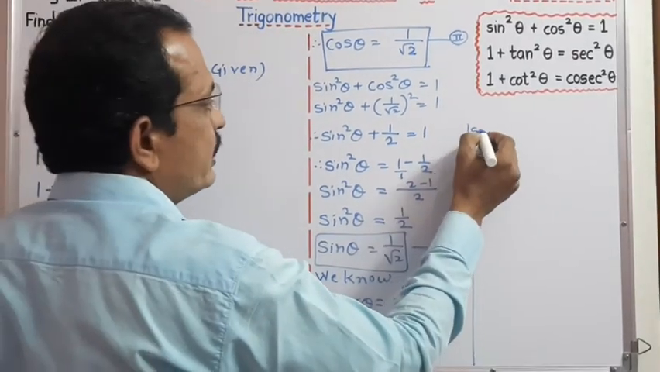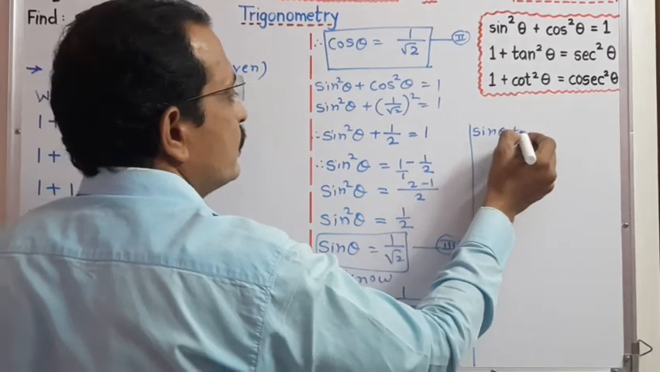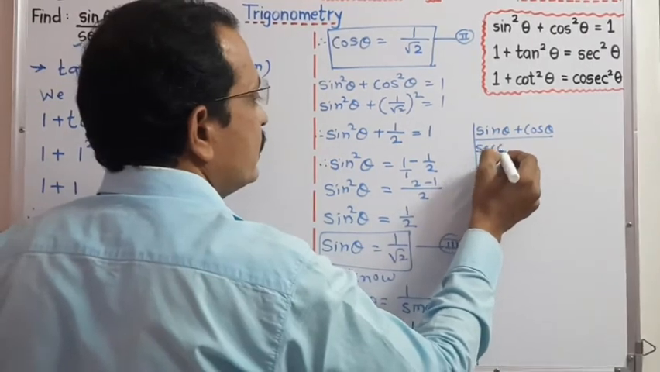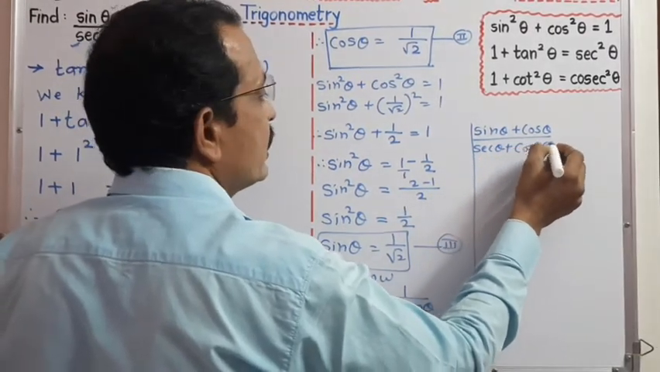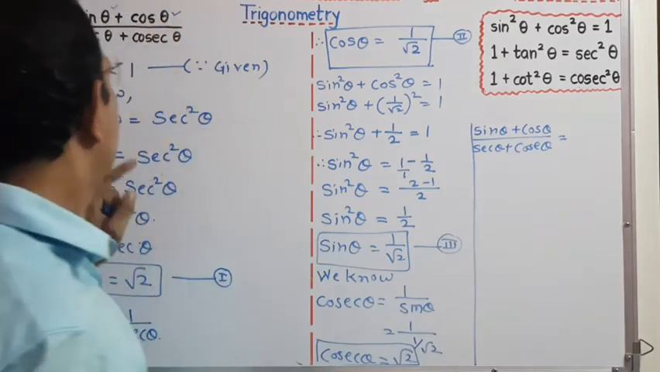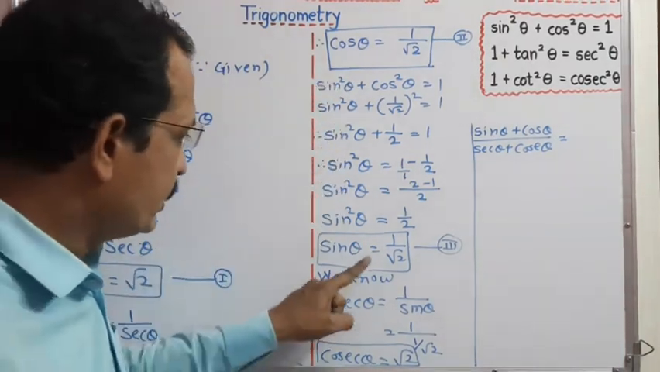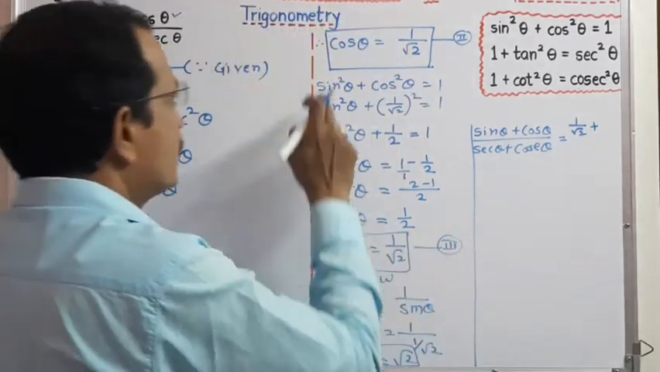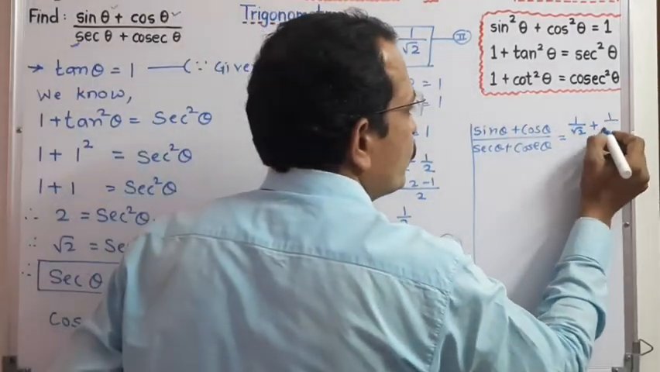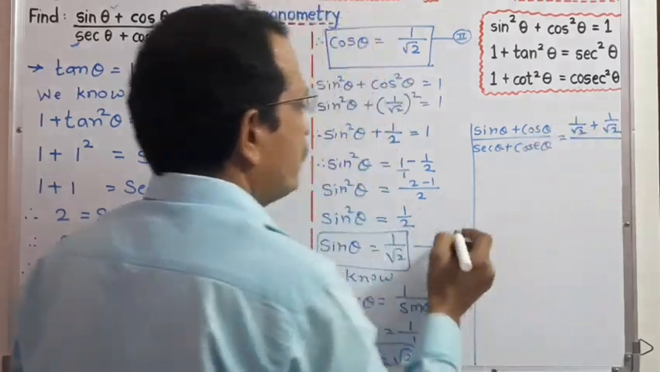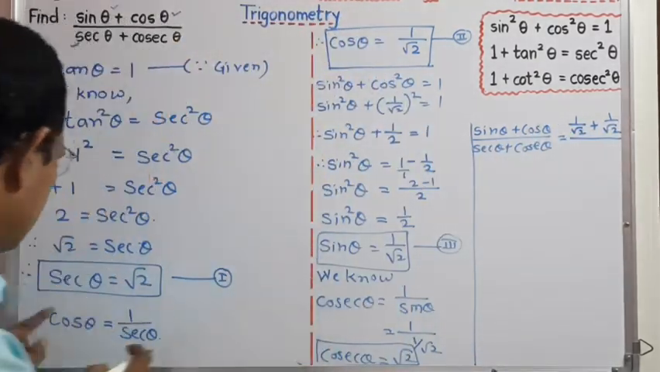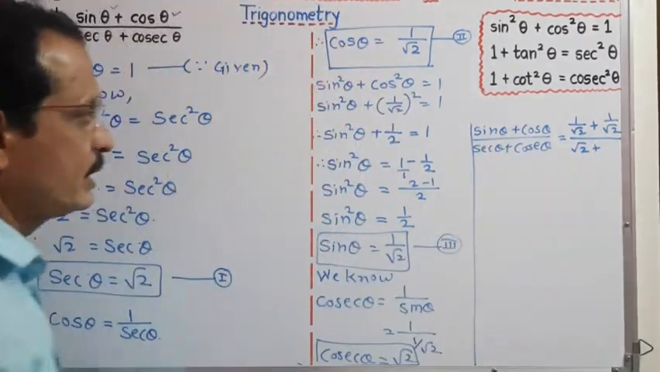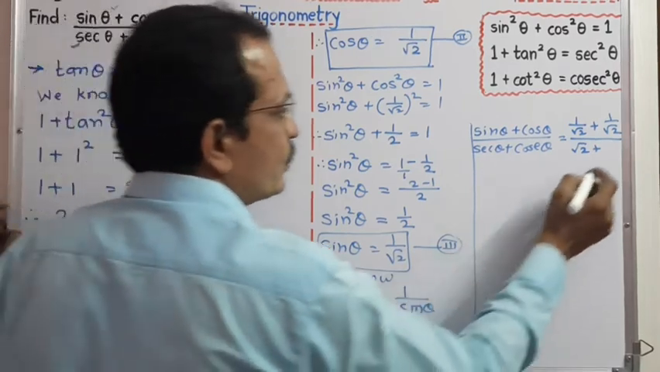Therefore, dear student, we write here: sin theta plus cos theta upon sec theta plus cosec theta is equal to sin theta. What is sin theta? Dear student, it is 1 upon root 2, plus cos theta. Cos theta is also 1 upon root 2, and divided by sec theta. Sec theta is root 2, plus what is cosec theta? Cosec theta is also root 2.